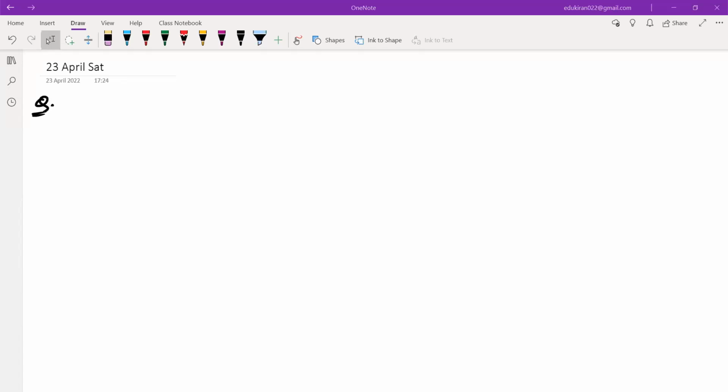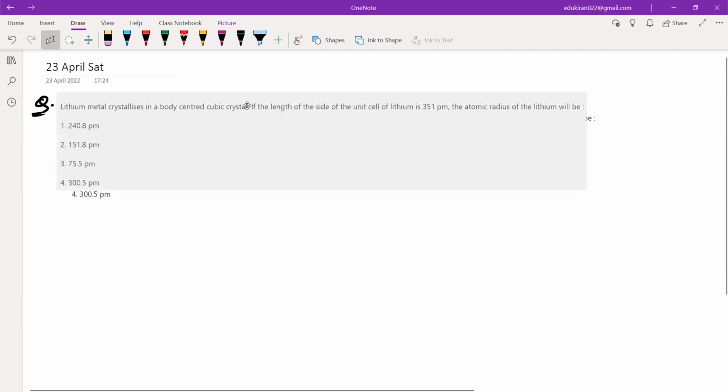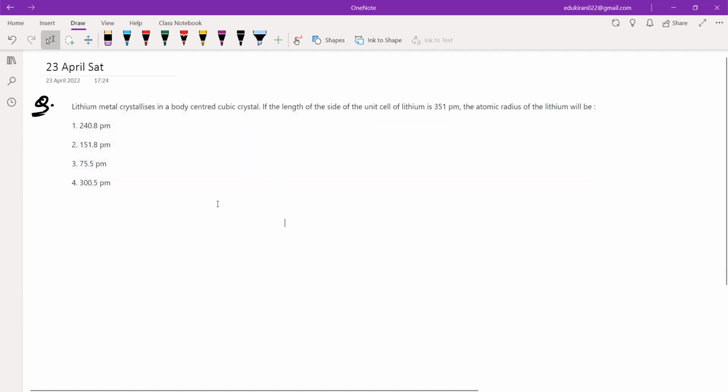Okay, so here we have a question. Now if you remember the chart that we have shown now, that chart is very important and many questions can be solved from that chart. All of the things are present in that chart. So please write this question. Lithium crystallizes in a body-centered cubic crystal, BCC. The length of a side of the unit cell, that is the edge length, is 351 picometer. The atomic radius of the lithium will be.